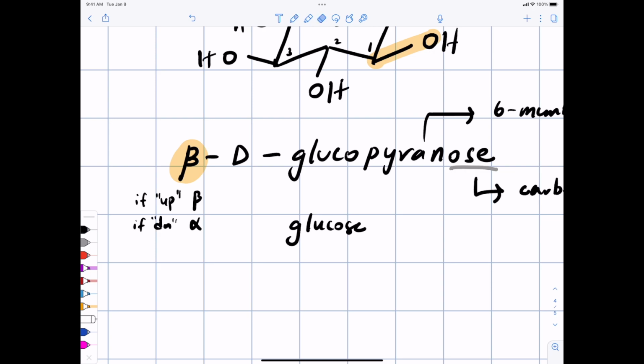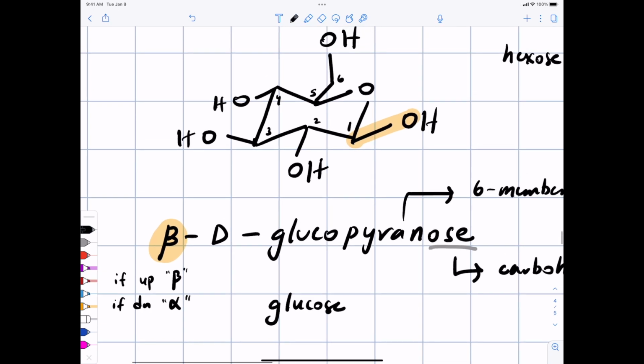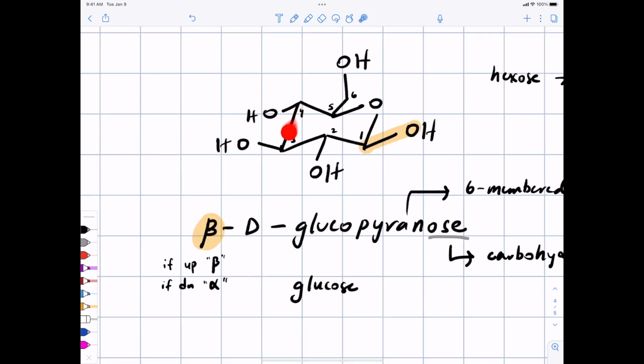I don't know what the air quotes are there, sorry, or ink quotes. They're not air quotes when they're written. Whatever, I can't stop. Beta went up, alpha went down, or rather when drawn in this orientation. I'm going to always draw the ring from this perspective with the oxygen on the right-handed side. But when I draw the ring this way, it's beta when the OH is up. It's alpha when the OH is down.